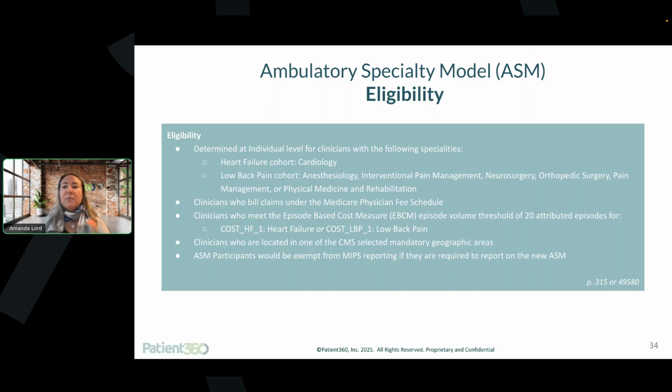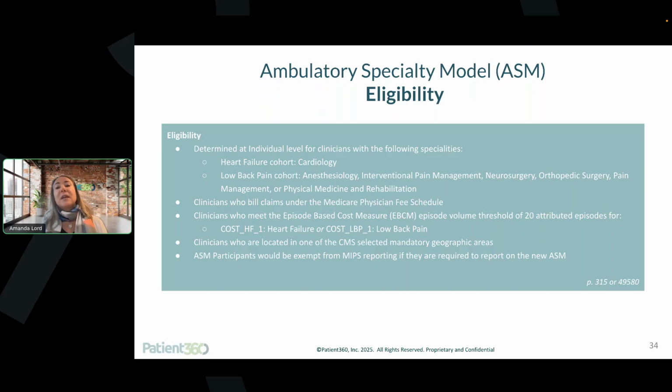What about case minimum? Clinicians must bill Medicare Part B claims and meet a case minimum of 20. We're used to hearing that, 20 attributed case episodes, from MIPS. So everybody's kind of used to what the minimum is in order to get credit. It's 20 patients. The eligibility is finalized to be determined using a 1-year look-back period. For example, a cardiologist who has at least 20 heart failure cost measure episodes in 2025 will be finalized as a mandatory participant for 2027.